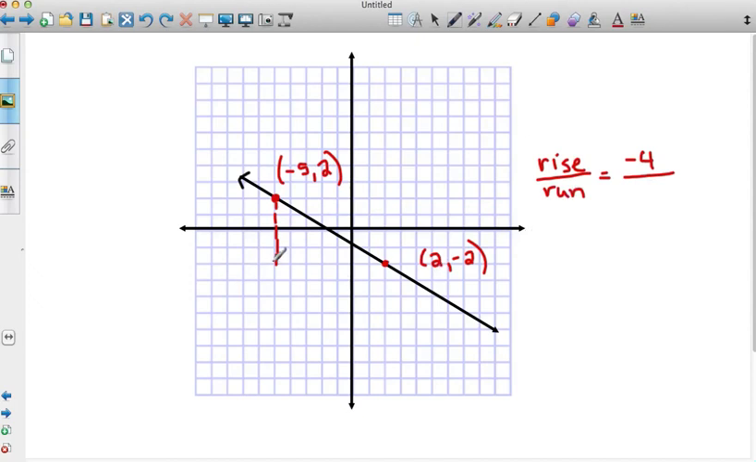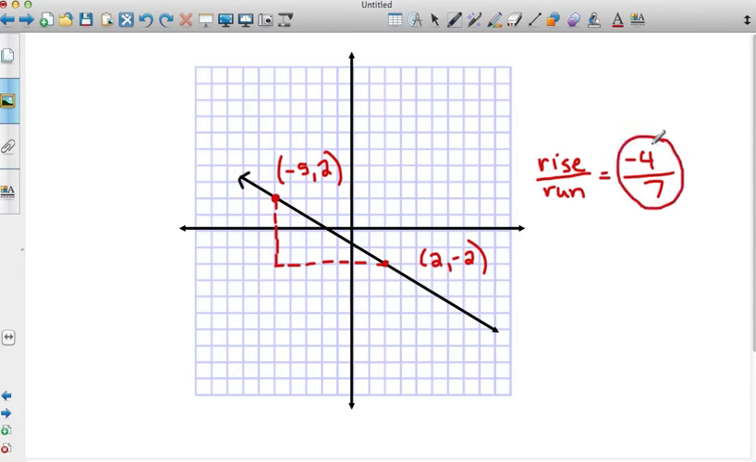Over our run, you can count over from dot to dot. And it went over 1, 2, 3, 4, 5, 6, 7. Is that right? Yes. Over 7. Or we could see that we went from -5 up to 2. In this case, my slope is -4/7.